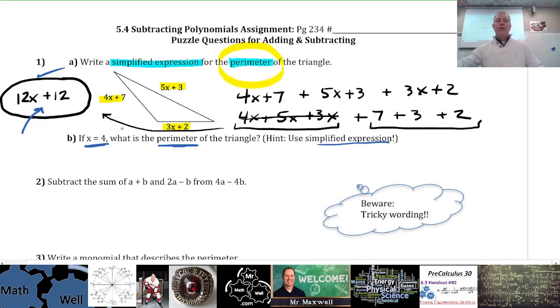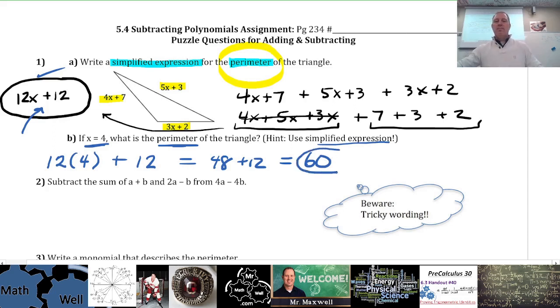Well, now we know. So guess what? I'm just going to fill in 4 wherever I see x in my simplified expression. So this is going to be 12 times 4 is 48 plus 12 is going to be equal to 60. Good. So the perimeter is 60. Now there's no units here, so you don't have to write units. Just 60 is fine.